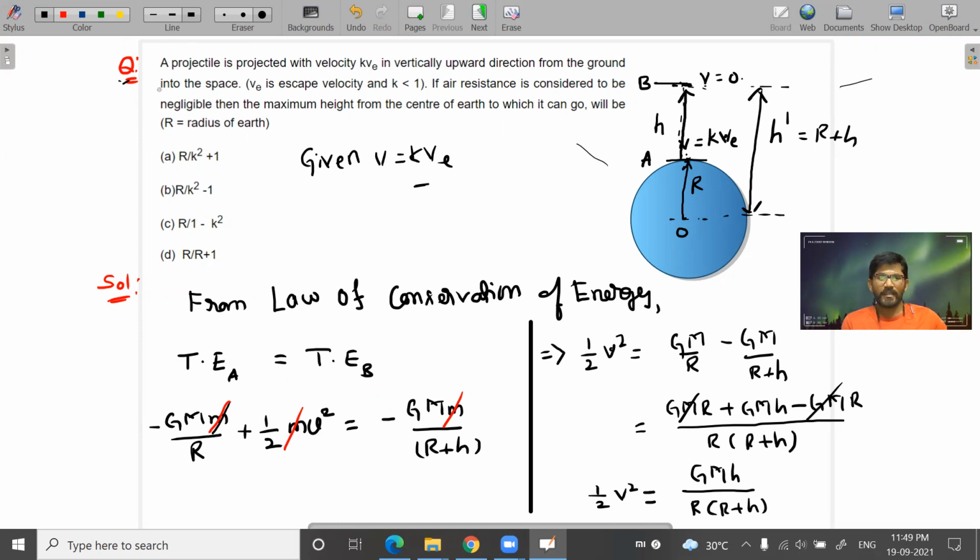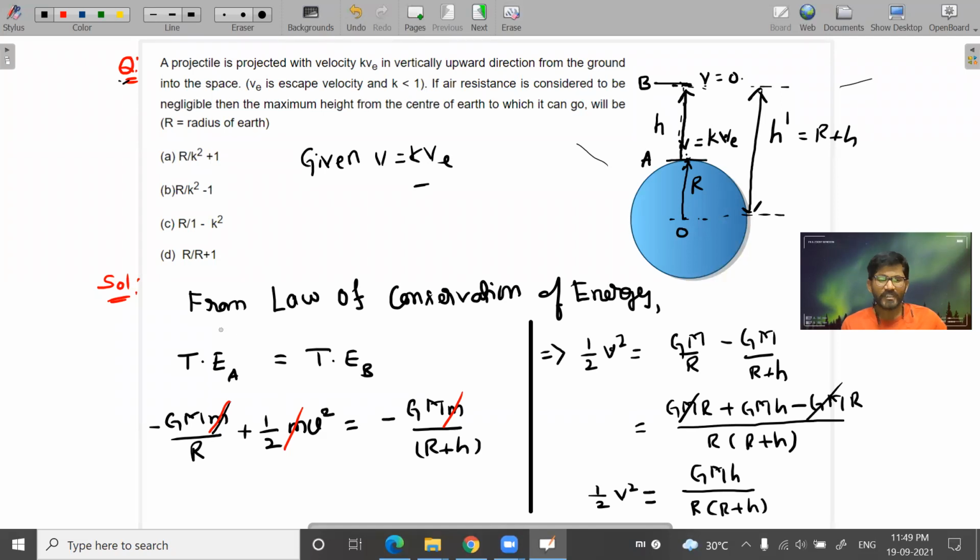It is given that a projectile is projected with velocity kVe in the vertically upward direction from the ground into space. From the ground means from the surface of Earth. Ve is the escape velocity and k is a constant which is less than 1. If air resistance is considered to be negligible, then the maximum height from the center of the Earth to which it can go, by taking capital R as the radius of Earth, find out. So, as given, V, the velocity of projection, is k into Ve, where Ve is the escape velocity.